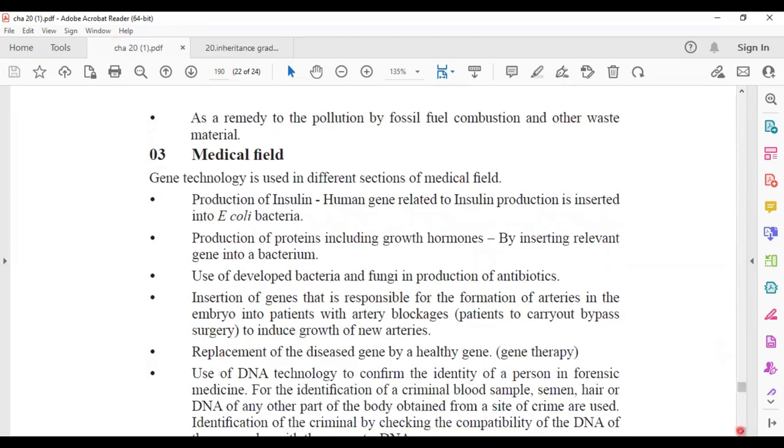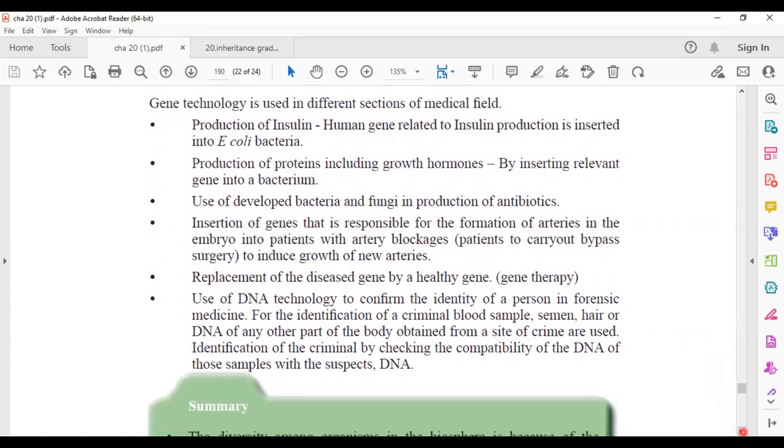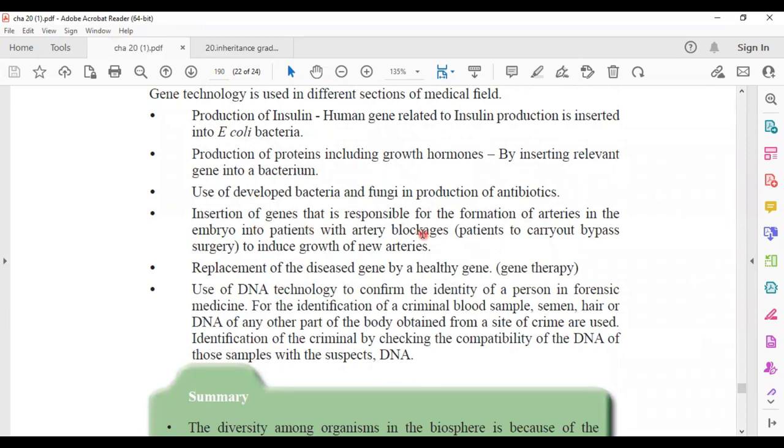In medical field, we are using gene technology on a large scale in production of insulin by using the E. coli bacteria, and production of proteins including growth hormones, use of developed bacteria and fungi in production of antibiotics, and insertion of genes that are responsible for the formation of arteries in the embryo into patients with artery blockages, and replacement of the disease gene by a healthy gene, a very important thing, it's gene therapy.